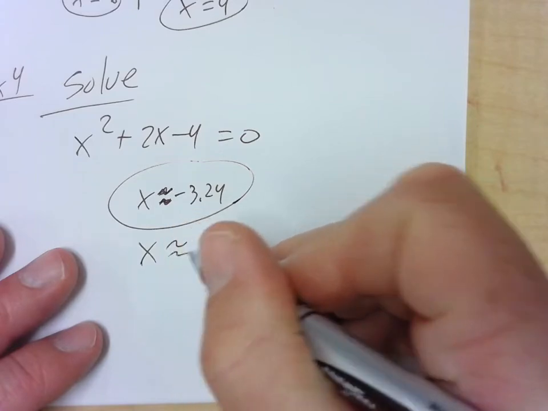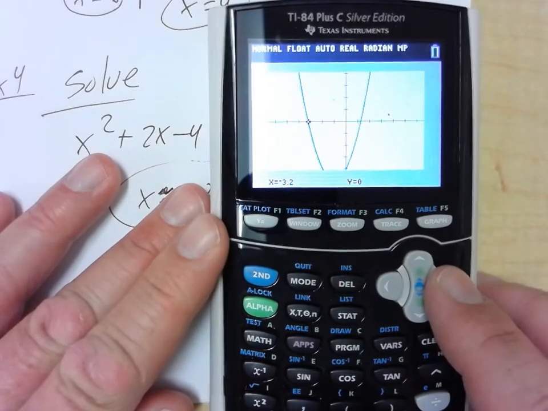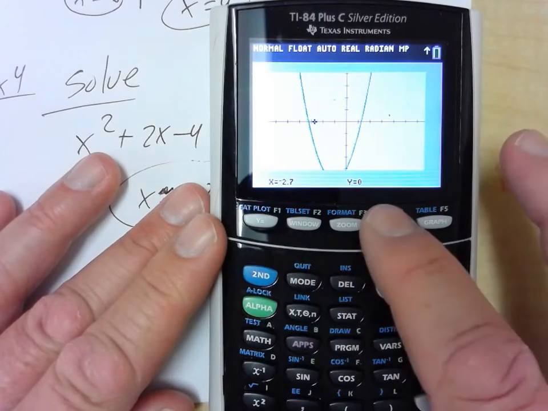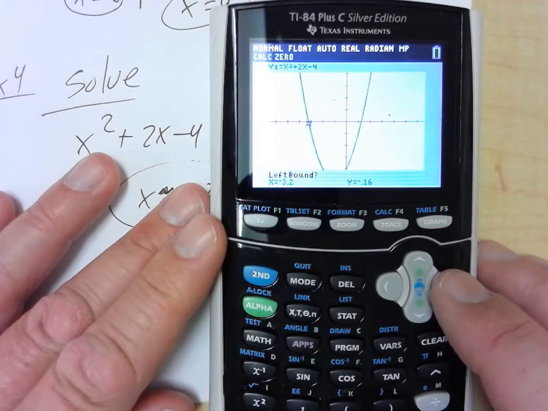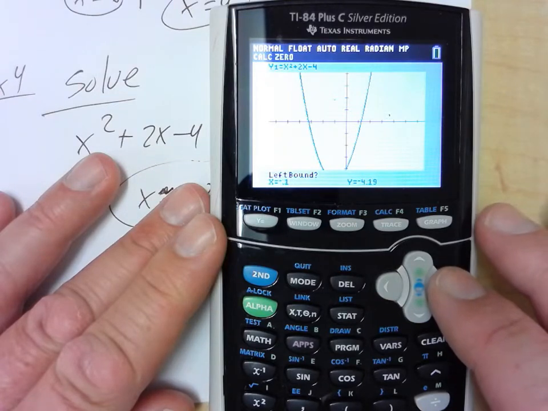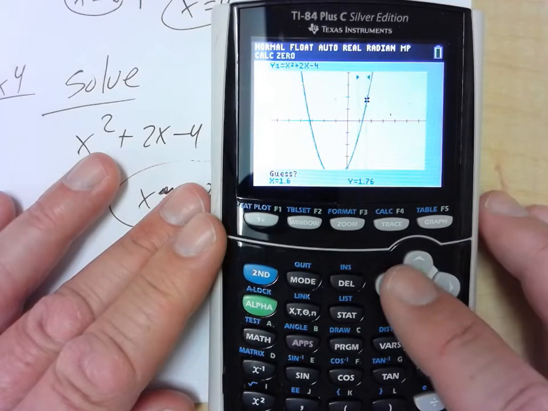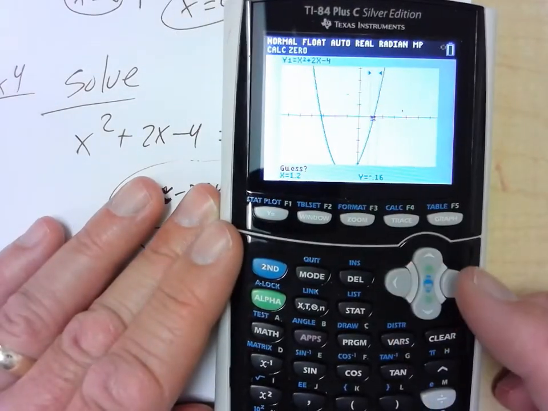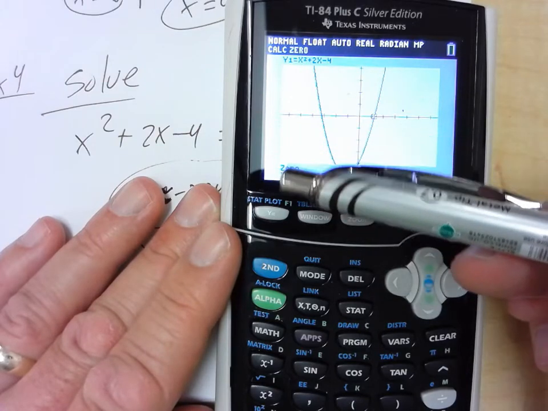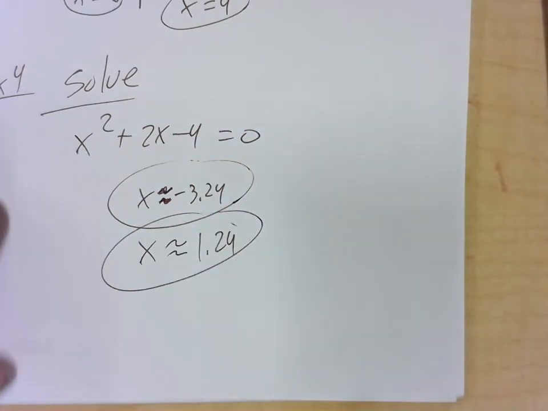And then the other place where it approximately crosses is over here. So I'm going to move the, whoops, second, calculate, 0, and then move myself over, boom, right there. And here, I've jailed it in. You can kind of see where I've jailed it in between the two. And then back for a guess. So it's left, right, guess. 1.24.